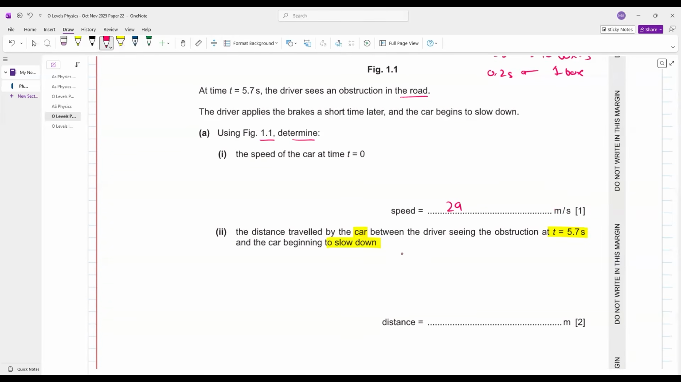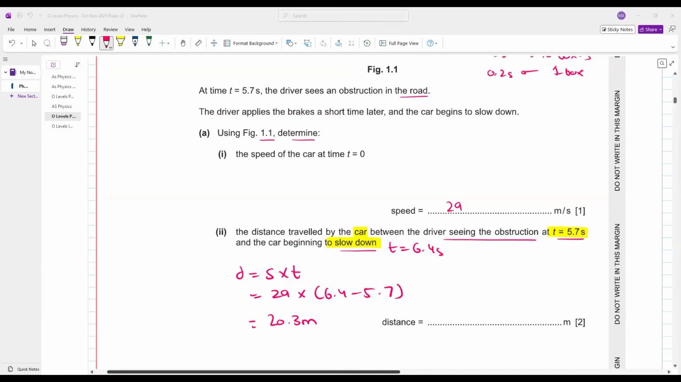You have to calculate the distance traveled between seeing the obstruction at t equals 5.7 seconds and the car beginning to slow down at t equals 6.4 seconds. What will be the distance traveled? Distance equals speed into time. Speed is 29. Time is 6.4 minus 5.7. What does your distance come out to be? 29 into 6.4 minus 5.7. This comes out to be 20.3 meters. Simple. Let's move ahead.